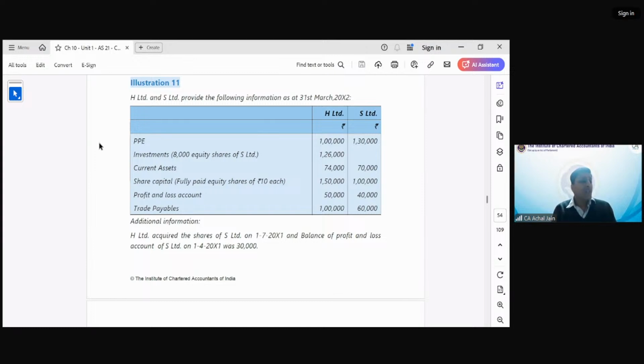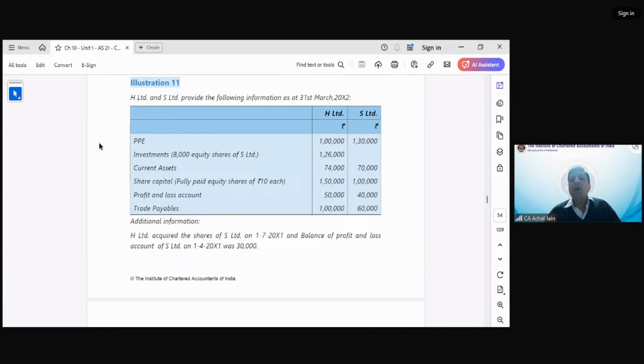Okay. So H and S, they are providing following information as at 31st March X2. PP for two companies is given. Investment of H in S is given. 8,000 shares of S are held by H. Current assets, then you are given share capital.